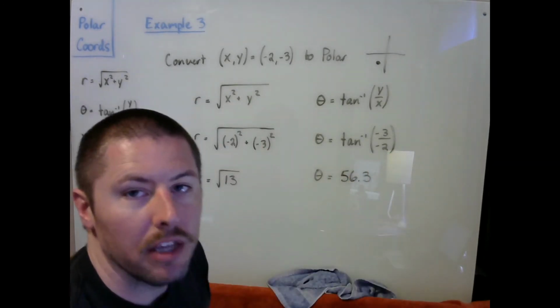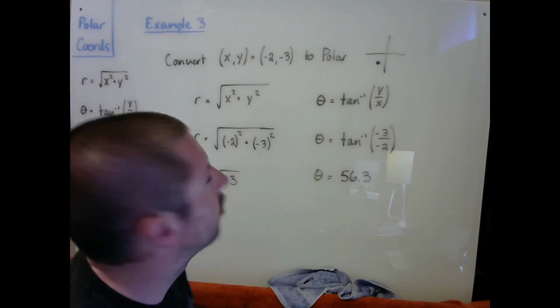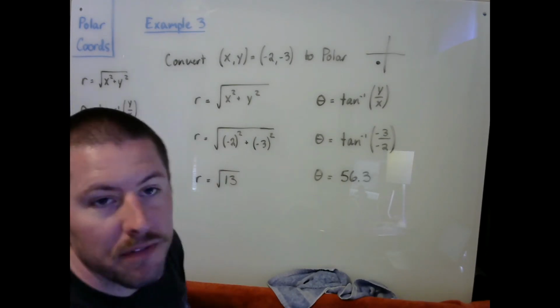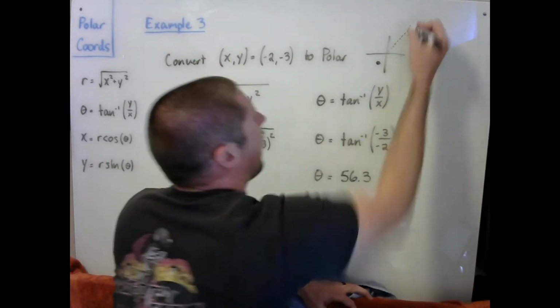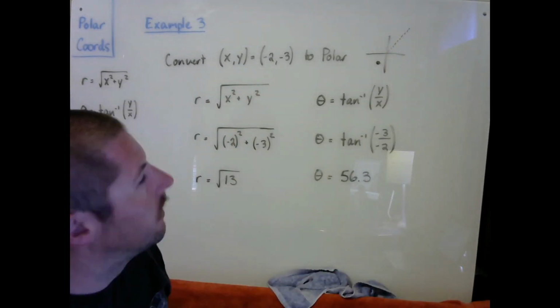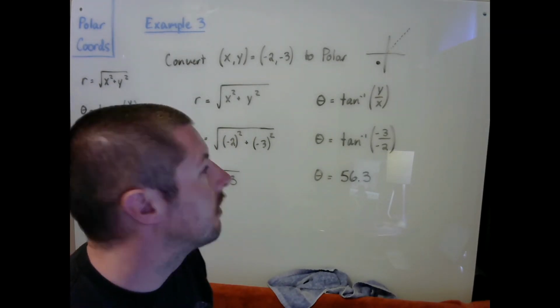And now I'm going to look at you and say, really? Where is 56.3? Well, where I see 56.3 degrees is actually that line up there. That's not where our point is. So what just happened right here? This is a little bit weird.